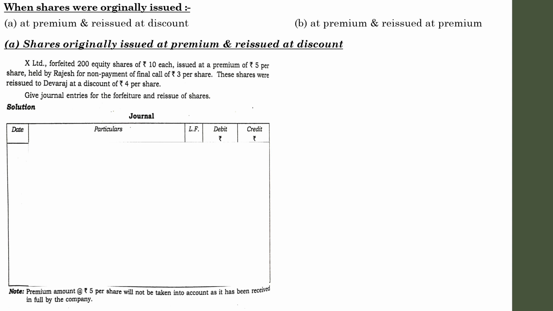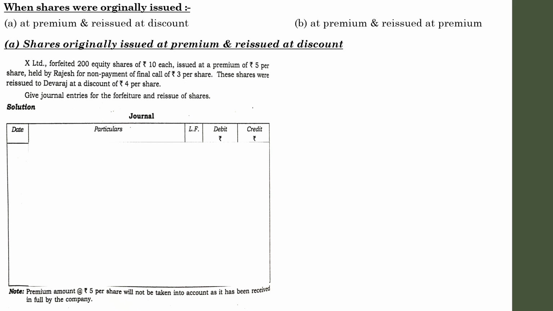In this case, the shares were initially issued at premium, and the forfeiture happens because of the non-payment of the final call. So the premium amount was already paid by the shareholder at the time of allotment, and he failed to pay the call money. So the premium amount of rupees 5 per share will not be taken into account, because we need not worry about cancellation of premium, as it is already received by the company. If the company has not received the premium amount in that particular installment, only then does the company have to pass the forfeiture entry including the premium amount.